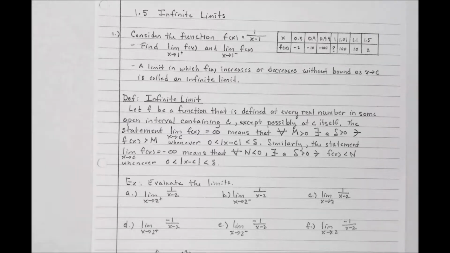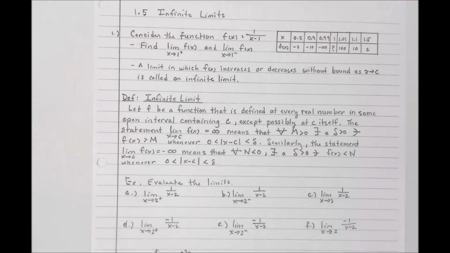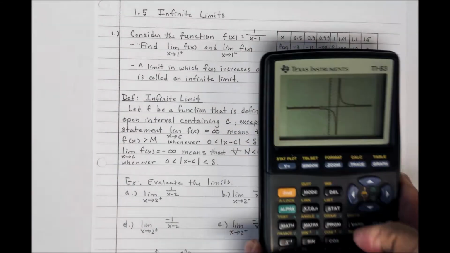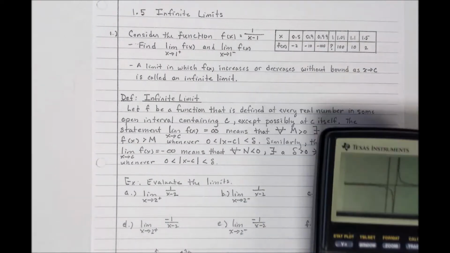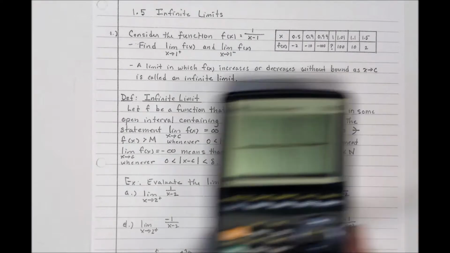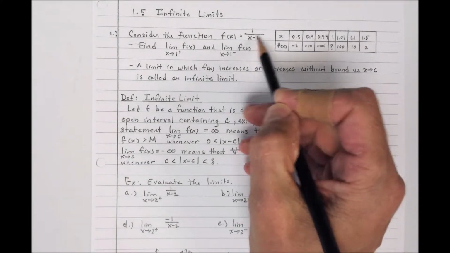We're going to consider the function f of x equals 1 over x minus 1. Now the graph, this is on my graphing calculator. It looks like it's all connected. But the vertical line that's drawn here is the line x equals 1, which is not actually part of the graph. It is the vertical asymptote, because we know that we have a vertical asymptote at x equals 1 because I get 0 in the denominator.